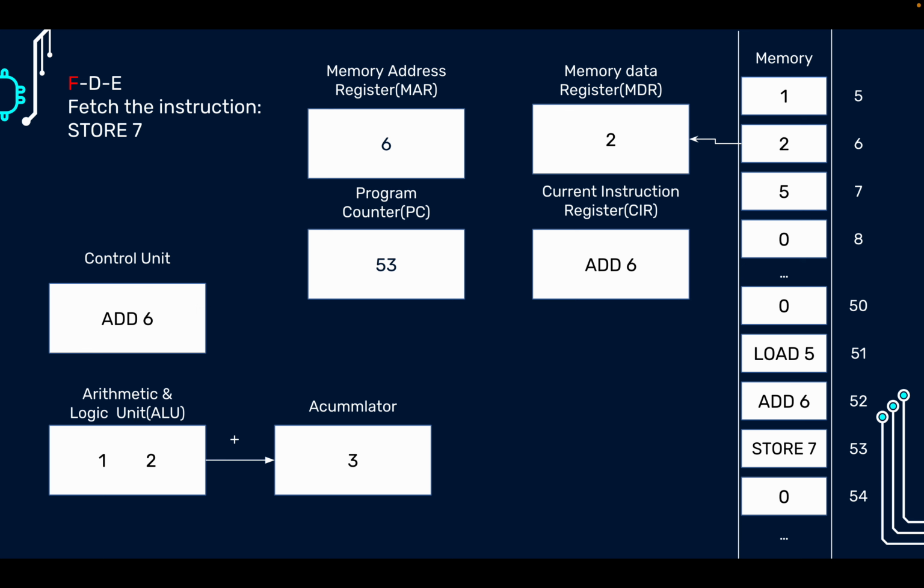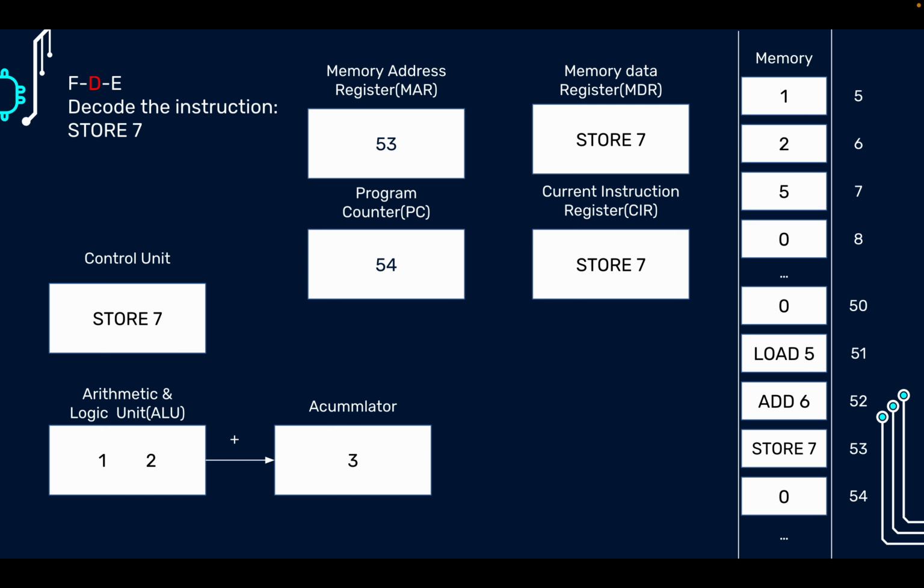And STORE 7 is at 53, so first we need to update our memory address register, which tells which address we need to read. And after that we just fetch the data from the memory, which is STORE 7, and update the current instruction register, the CIR. And also you need to update your program counter to 54. After that you need to decode your instruction and put it in the control unit.